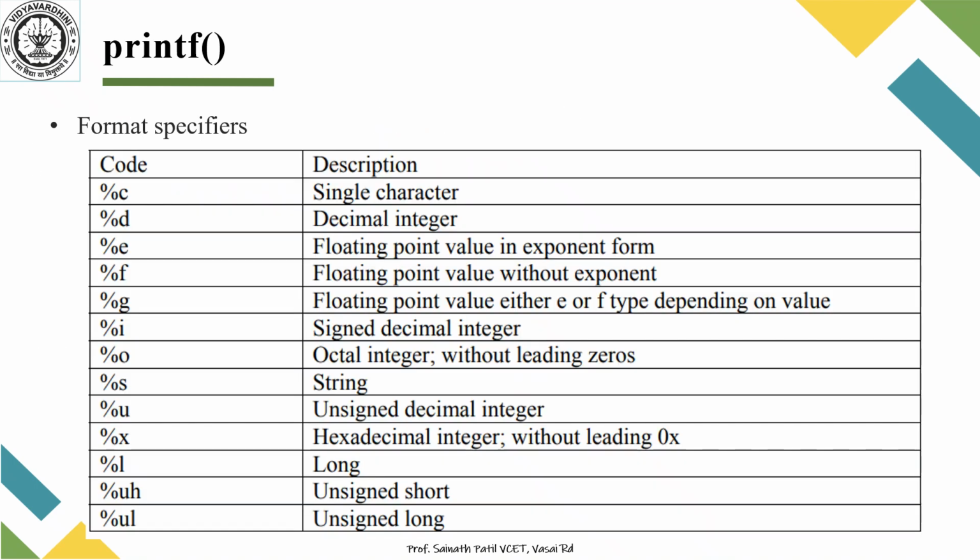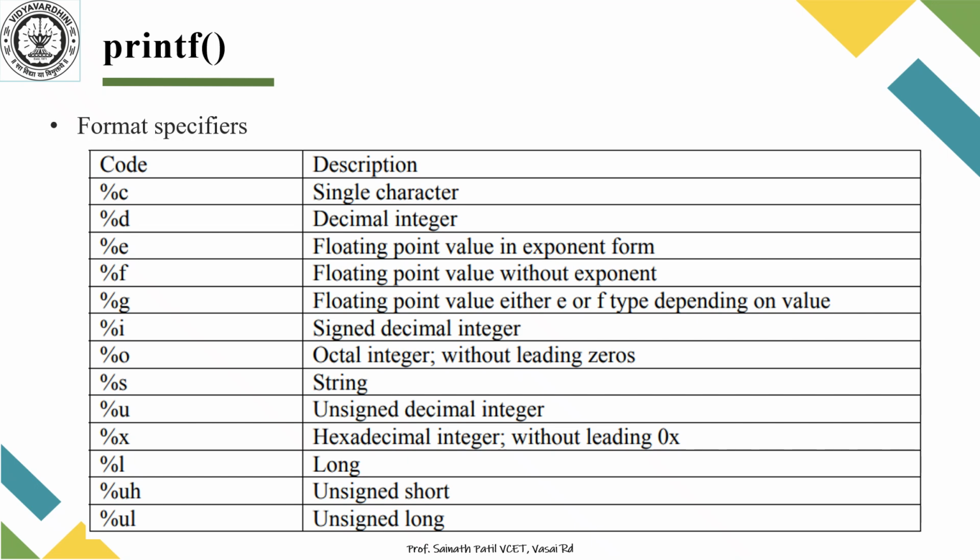Now we will look at the format specifier. Format specifiers are special characters enclosed in the printf output function. Format specifiers will not get displayed on the screen. In place of the format specifier, the respective variable value gets displayed. So we have different data type variables, that is float, integer, character, like that. So different variable data types have different format specifiers.